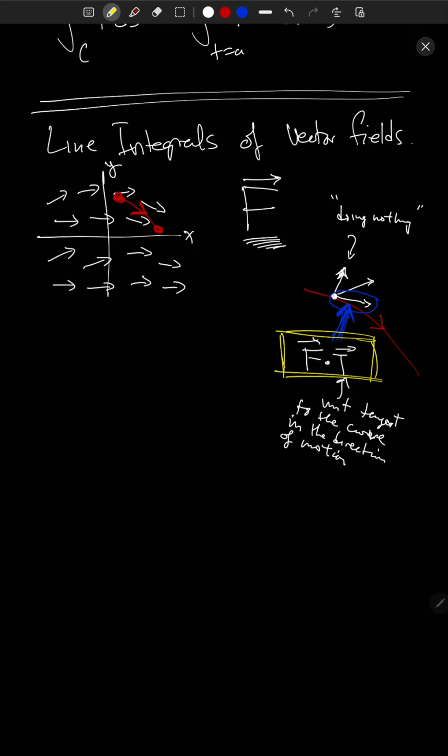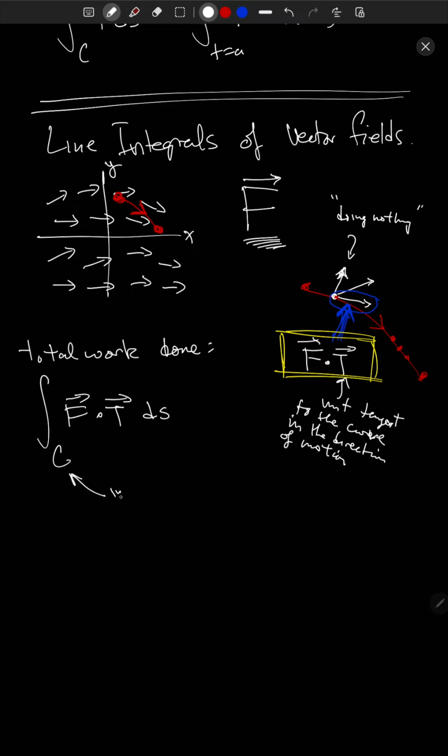Now we want to know the total work done by this force as the particle moves along this curve from the start point to the end point. That means we need to add up the work at each point: at this point, this point, this point, at every point along the curve. If we add up all that work, we get the total work done. What is adding up? That's integration. So that's going to be the integral over C of F dot T ds. C has direction. Let me just emphasize that.